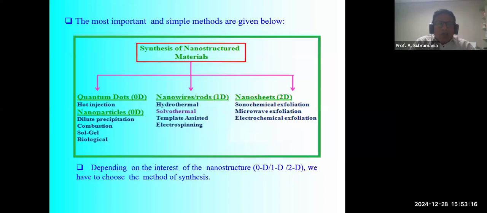or biological method. Nanowires and nanorods, which are one-dimensional materials, can be prepared using hydrothermal, solvothermal, template-assisted, or electrospinning techniques. We can use these to prepare one-dimensional nanostructured materials. Then two-dimensional nanostructured materials can be prepared by sonochemical exfoliation, microwave exfoliation, or electrochemical exfoliation. So depending on the interest of the nanostructure, we have to choose the method of synthesis.